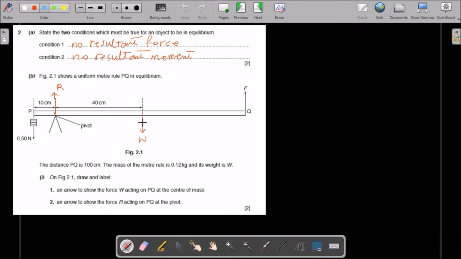You can see that W is in the middle of this rod, and then an arrow to show the force R acting on PQ at the pivot. So you know that at the pivot you should draw a force upward, because at the pivot a force is exerted upward, so R should be upward.